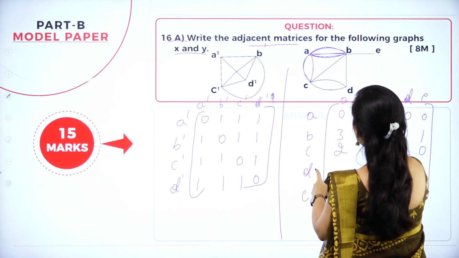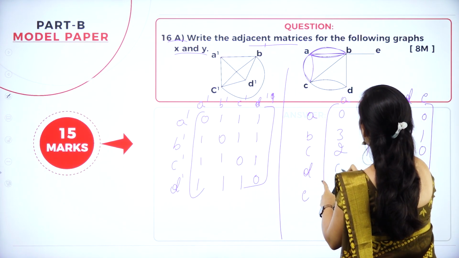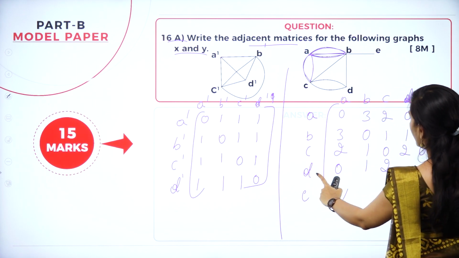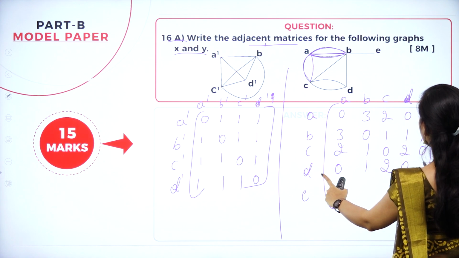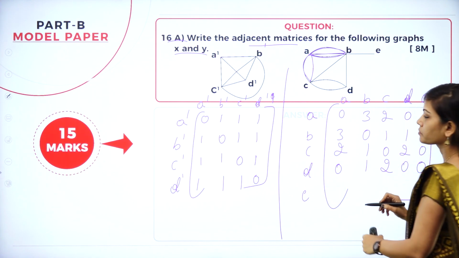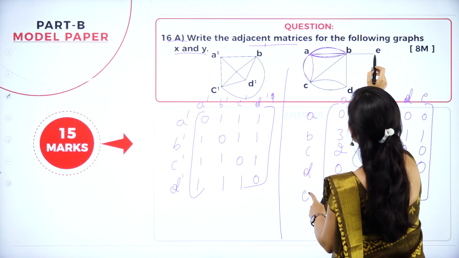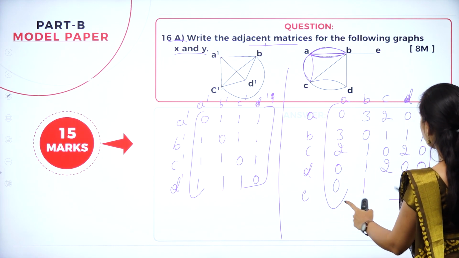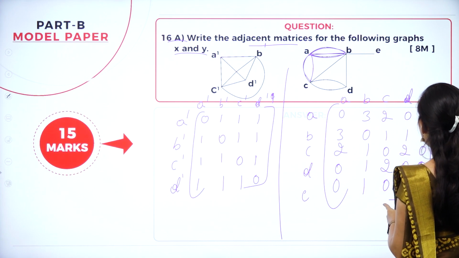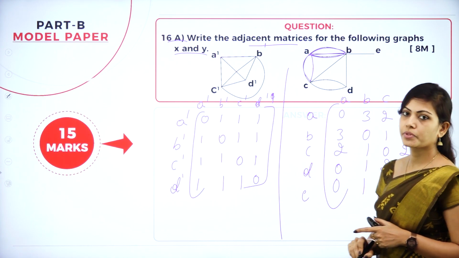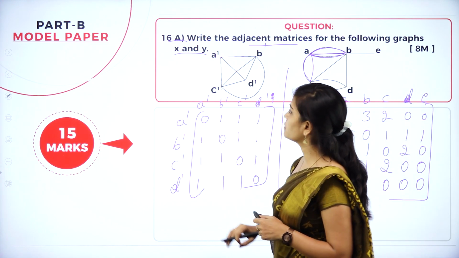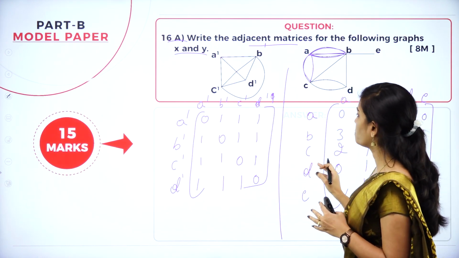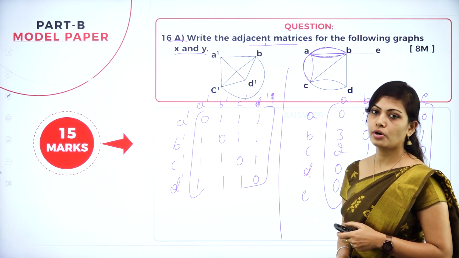And next is D. D to A is not there, D to B is 1 time, D to C is 2 times, and D to D is not there, D to E also not there. And next is E. E to A is not there, E to B is 1 time, and E to C, D, E is not there. So this is your adjacency matrix for the given graph. Please write this properly. It is a very easy concept.